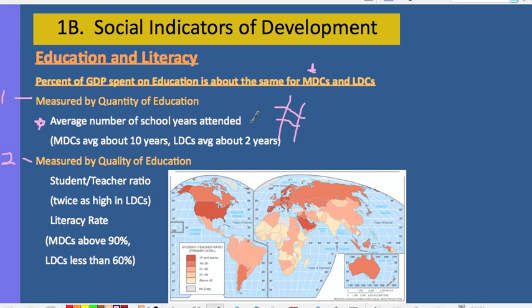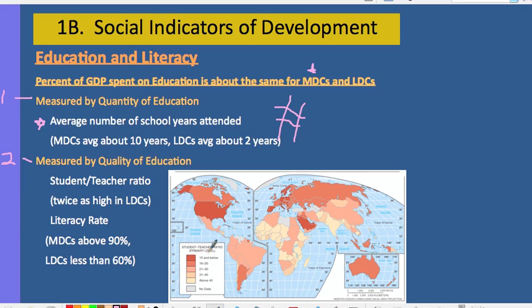So the average number of school years in an MDC would be 10 years. If you think about the United States, if you go from kindergarten to 12th grade, that's 13 years. And then some people go on to college. Maybe add 4 more years, that'd be 17 years. But overall, the average would be 10 years. LDCs, 2 years. Very little. So you can see here, the dark purple is 15 years and above.